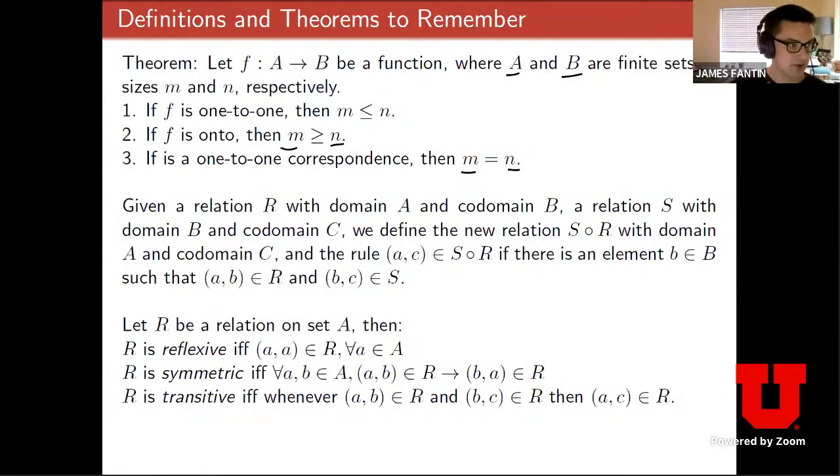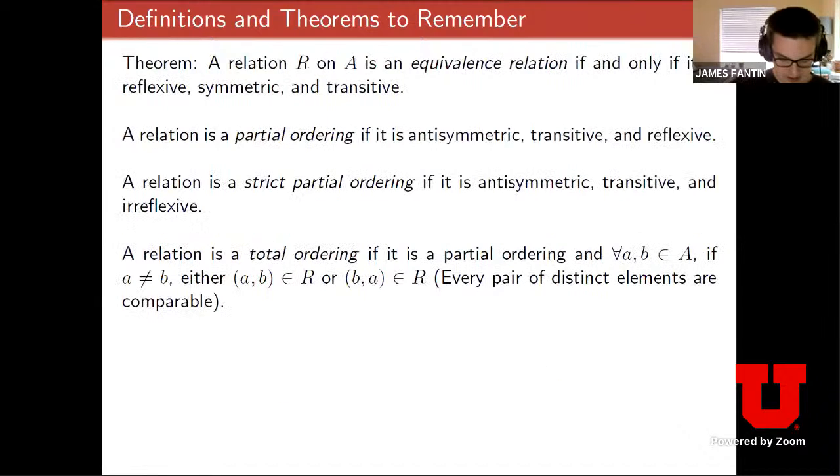And don't forget the three important properties on relations. Reflexive: for all A in the set, A is related to itself. Symmetric: for all A and B, if (A, B) is in the relation, then (B, A) must be as well. Transitive: if (A, B) is related and (B, C) is related, then you have to have (A, C) related. And then an equivalence relation is one that is reflexive, symmetric, and transitive.